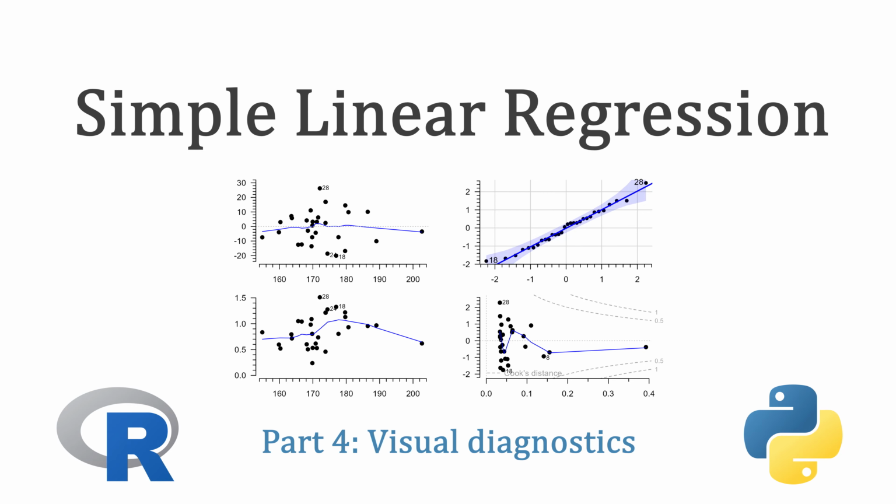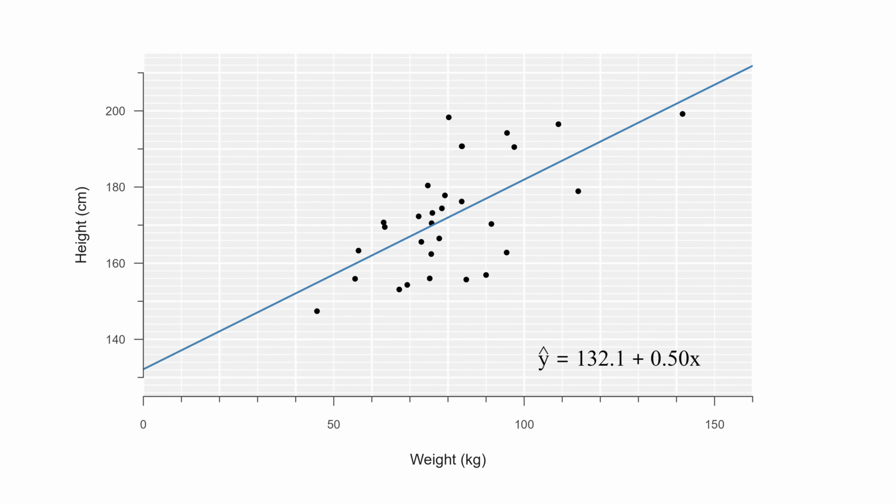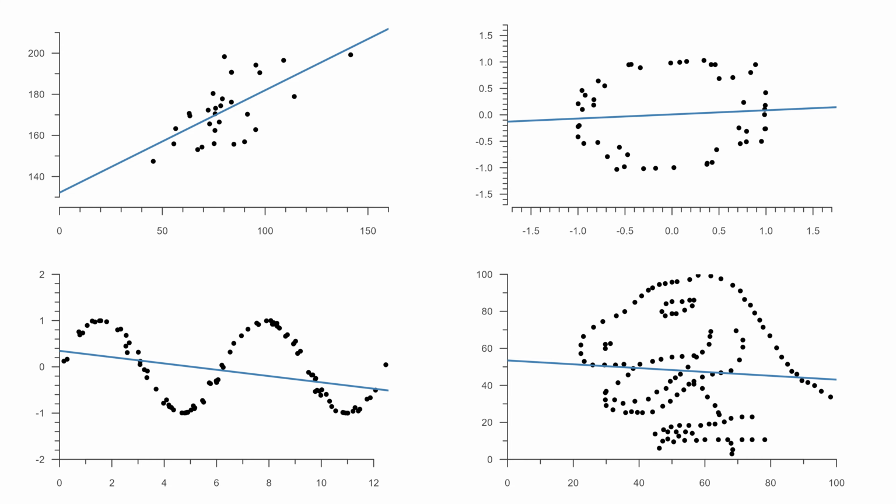In the previous videos, we introduced simple linear regression as a way to estimate the relationship between two variables in terms of intercept and slope. If the slope is significant, then the relationship is significant. But even if we find a significant relationship, that doesn't mean anything by itself. Remember, you can fit lines to anything.